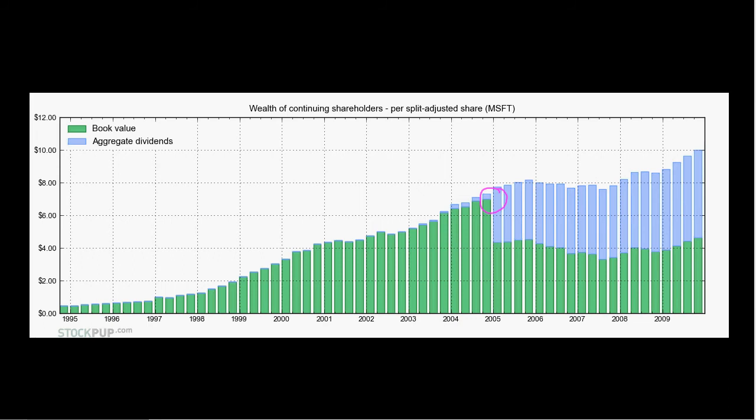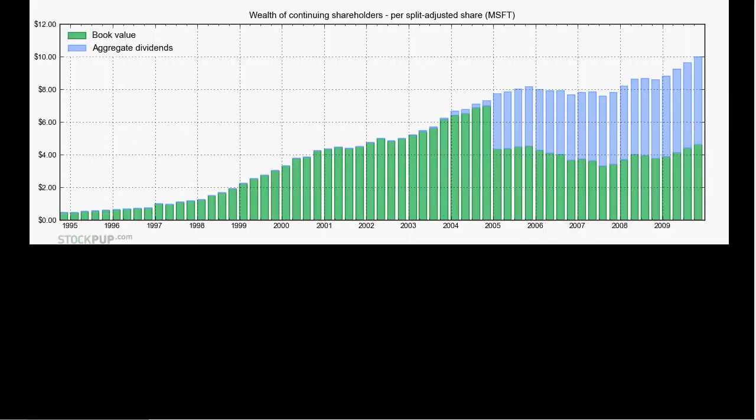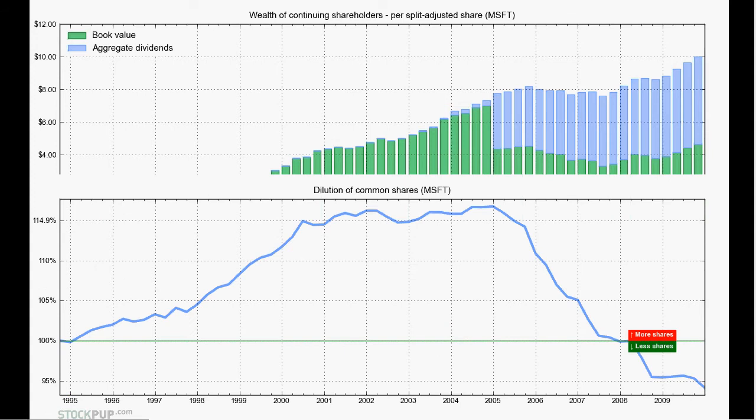Now, one thing about this chart that would worry me a little is that after 2005, we can see this modest decline in equity, but it turns out that it has a pretty similar explanation. Let me slide the chart over and then add a graph of dilution. Now, what we're looking at here is whether the number of shares in Microsoft was increasing or decreasing over the years. And again, all of this is adjusted for stock splits.